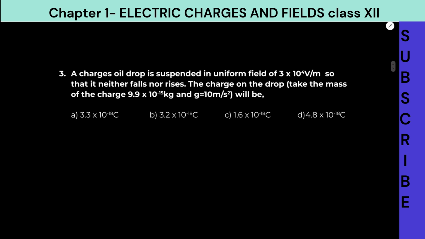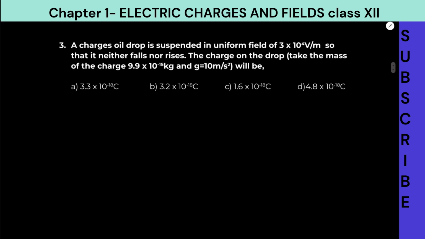Question number 3 says a charged oil drop is suspended in a uniform electric field. What's the value of the uniform electric field? Let's write it here. What is given? The electric field here is 3 into 10 to the power 4 volts per meter, that's the unit, so that it neither falls nor rises. Just imagine such a situation where something is neither falling nor going up, which means it is balanced by the gravitational force. So here the electrostatic force will be balanced by the gravitational force, because of this particular statement that it neither rises nor falls.